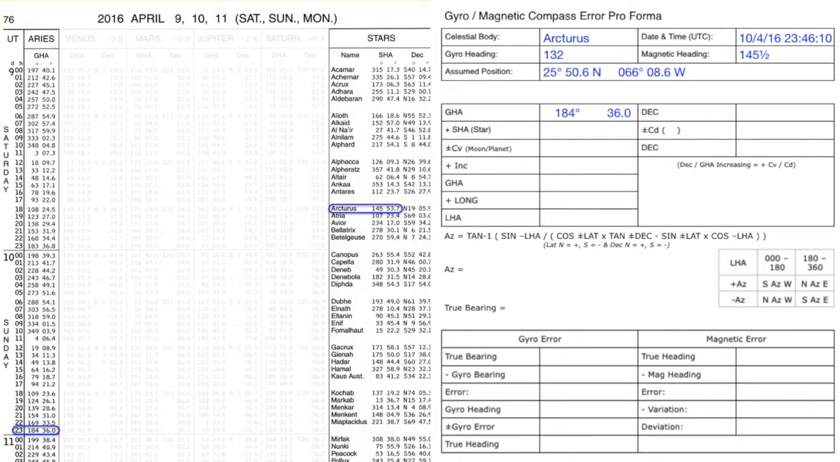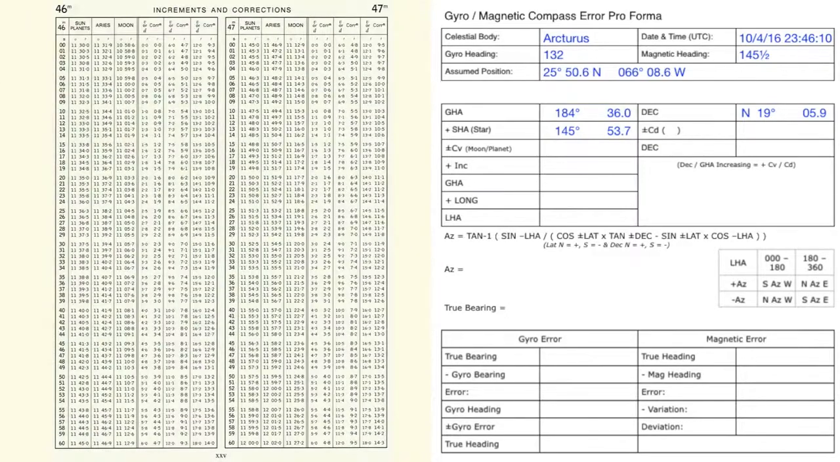Next, we take the sidereal hour angle, or SHA for short, and the declination value for the star that we are using, in this case Arcturus, and we enter the values into the respective boxes on our proforma. Now we turn to the yellow coloured pages in the nautical almanac, which are titled Increments and Corrections. They're located near the back of the 2016 Admiralty Nautical Almanac, and these provide the corrections we need to make because our calculation is not being done exactly on the hour.